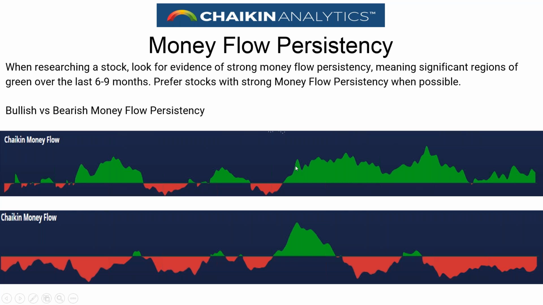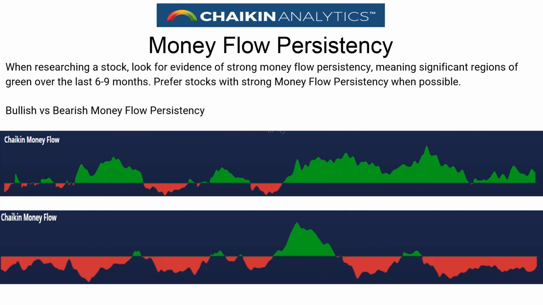So in the top panel, this is an example of bullish money flow persistency. You'll notice two things. Number one, it spends most of its time above the zero line, right? A lot of green in this particular chart. Number two, you'll notice that the highs in the green are much greater for the most part than the lows when money flow turns bearish. So this is a sign of bullish money flow persistency.